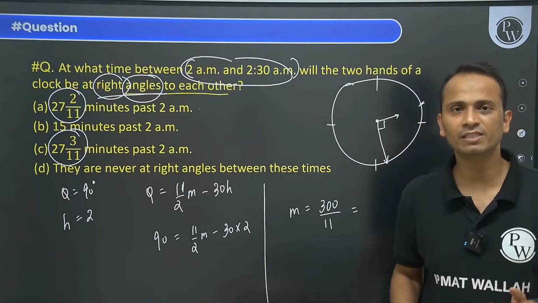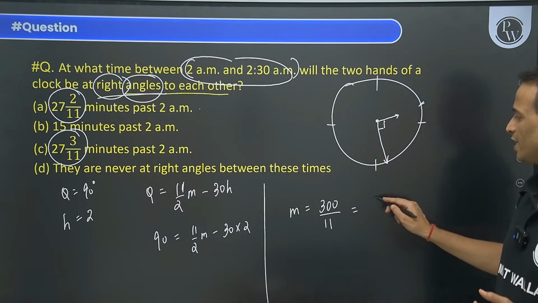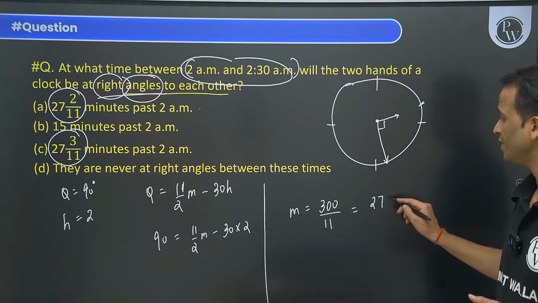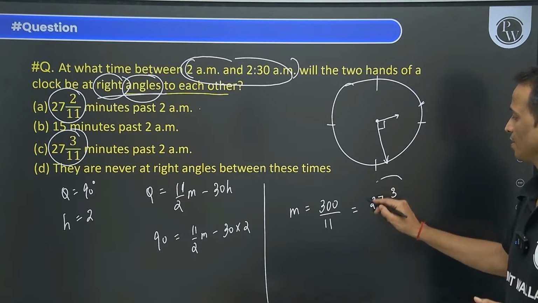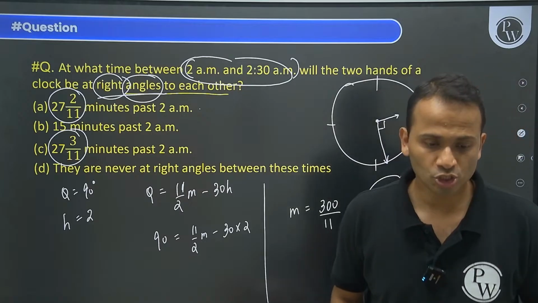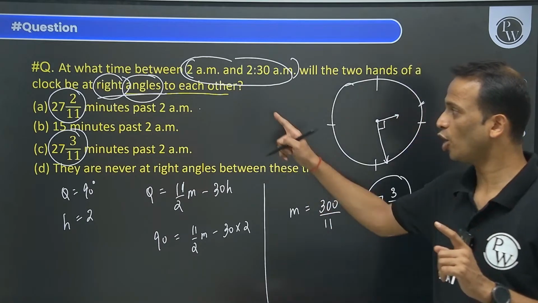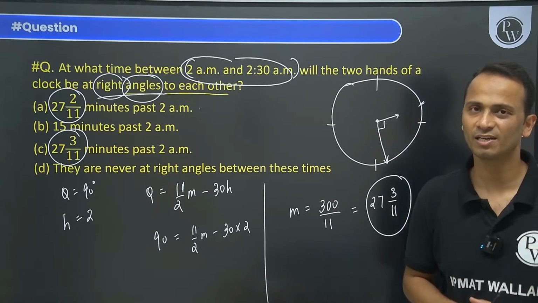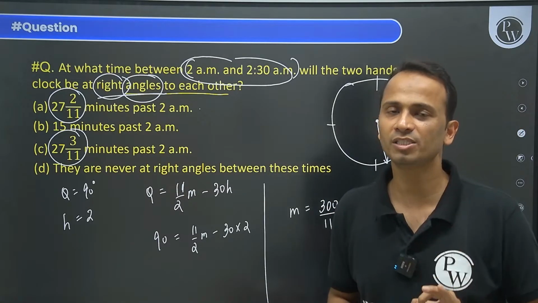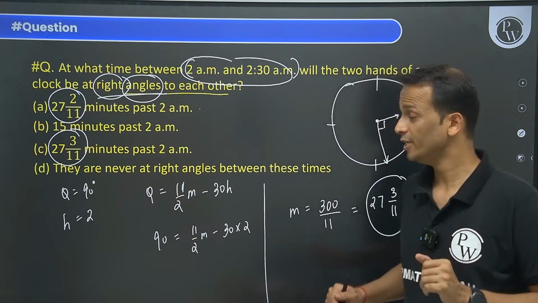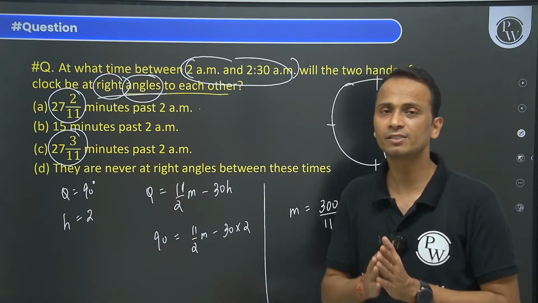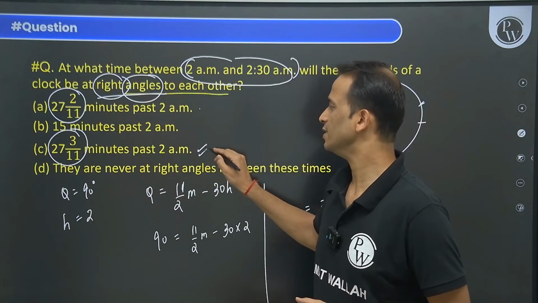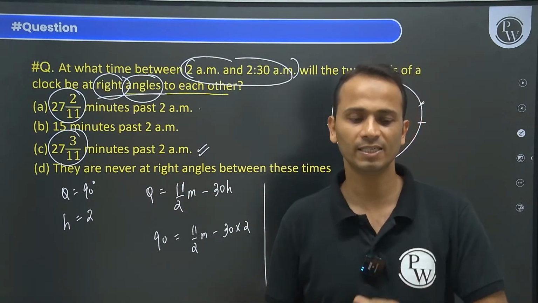So let's divide 300 by 11. 300 divided by 11 is 27, remainder 3, so 27 3/11. Okay, right? So Chinmay, the answer you gave is option A. Option A does not match this answer, so I believe it was a small calculation mistake that you made. So 27 3/11 minutes after 2 o'clock will be the correct answer of this question. So option C, in my opinion, option C is the correct answer.